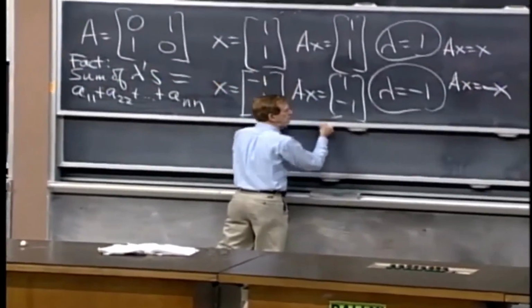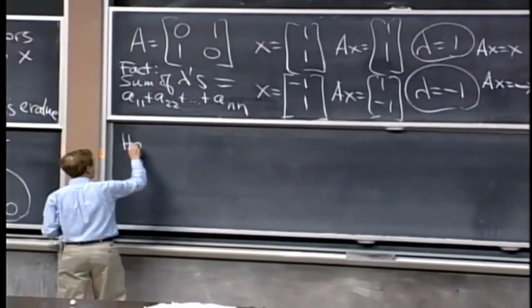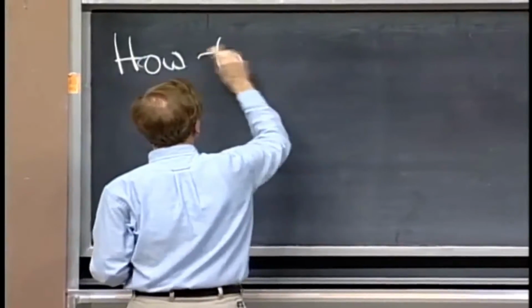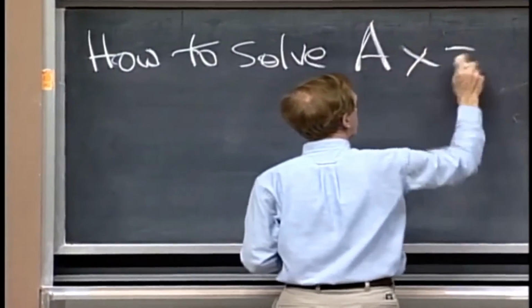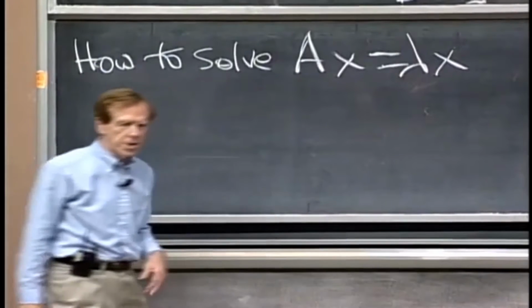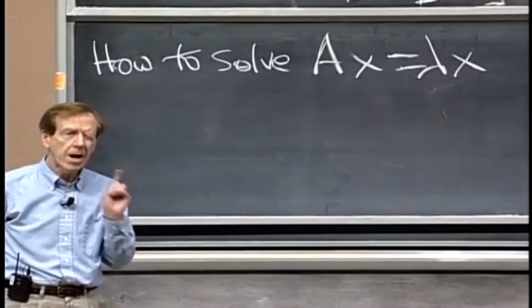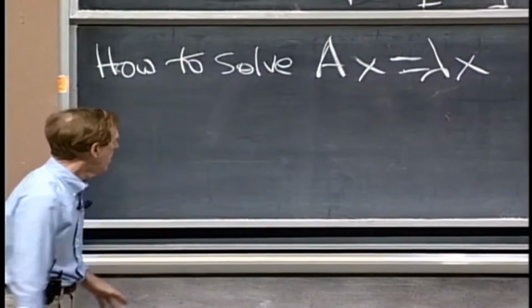So let's look at a situation how we actually find this in a real situation. How to solve. So this is Dr. Gilbert Strang trying to explain how to solve the problem Ax equals lambda x when we've got two unknowns both in the equation. Okay, here's the trick. Simple idea.